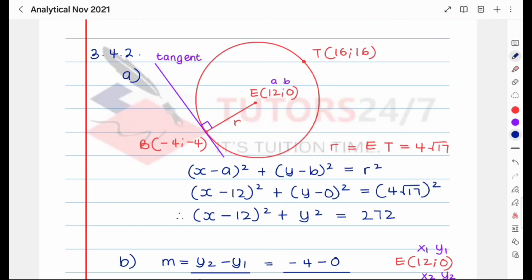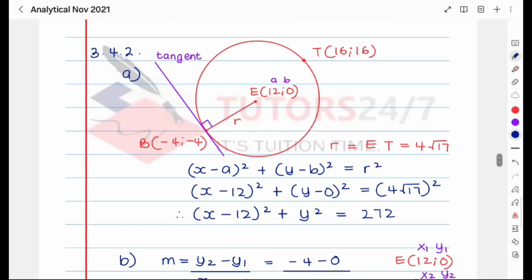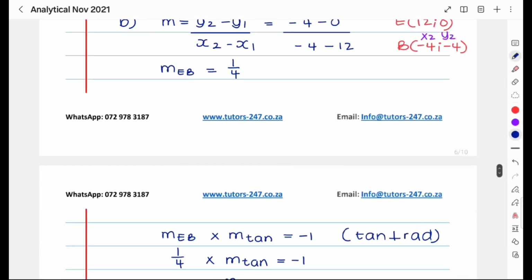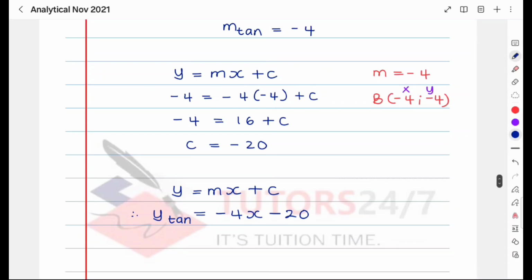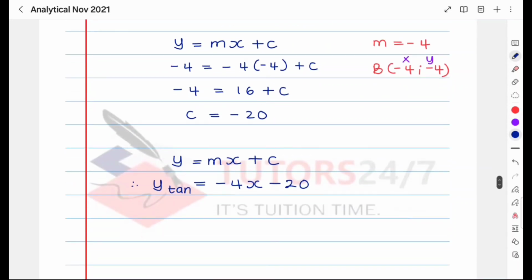Once we had the gradient of the tangent, we needed a coordinate on the tangent, that being the point B, to determine the C value, the y-intercept. Once we had C and our gradient, all we needed to do was substitute M and C into the equation of a straight line, and we then had the equation of the tangent.